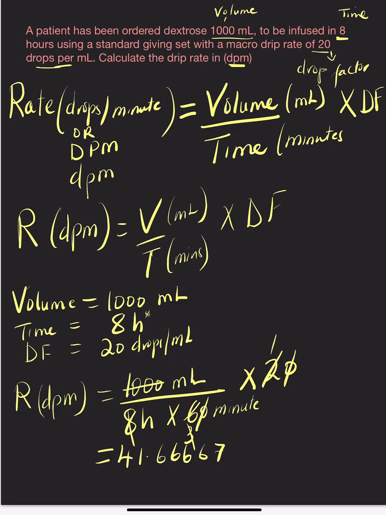41.66667. And then we'll round up. What I mean by rounding up is that from the decimal point, this 666 here being more than a 5, we'll round up. If it was below a 5, like a 4, it would be rounding down. But this one being more than 5, we round up. That means we add a 1 here, which gives us our answer as 42 drops per minute. And that's what's required for this question.